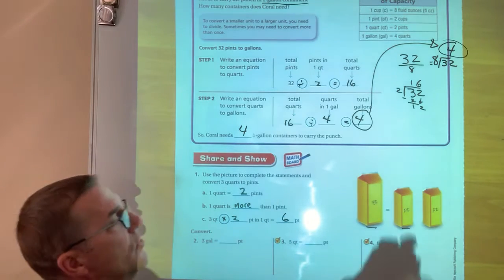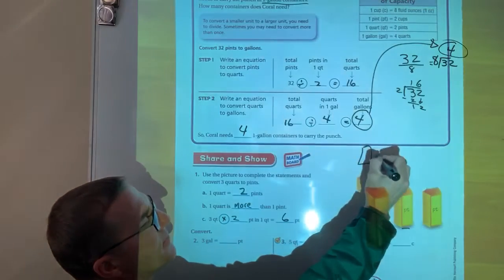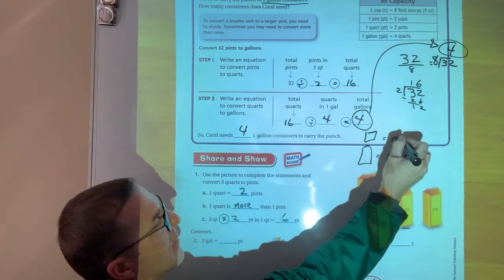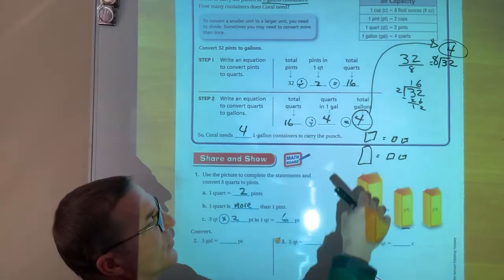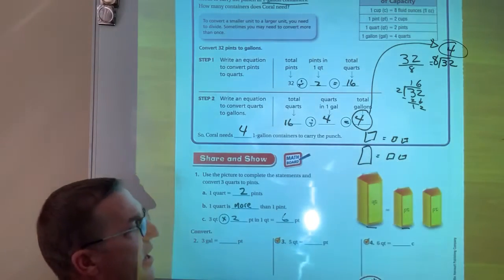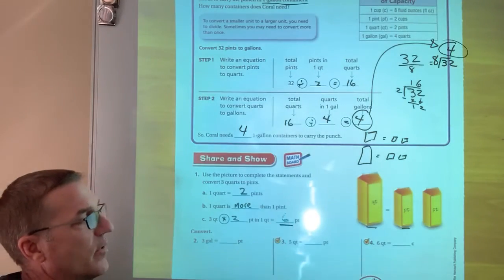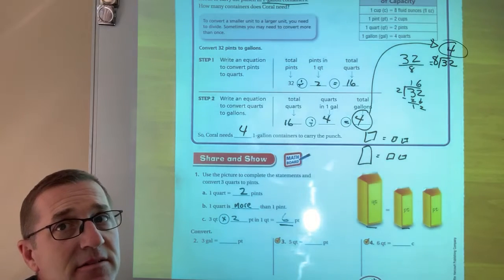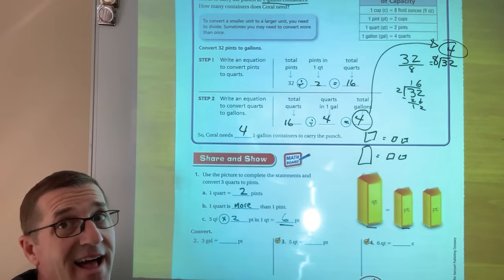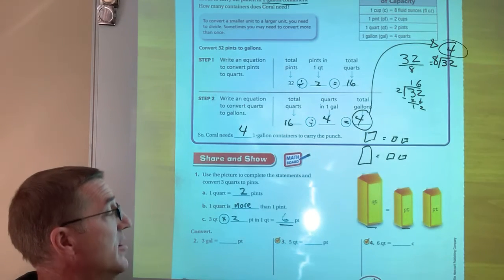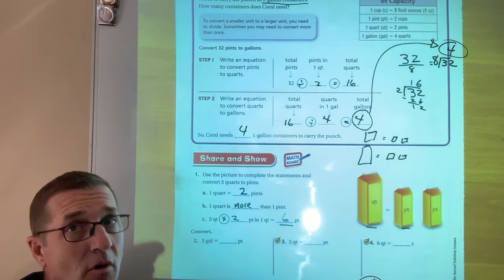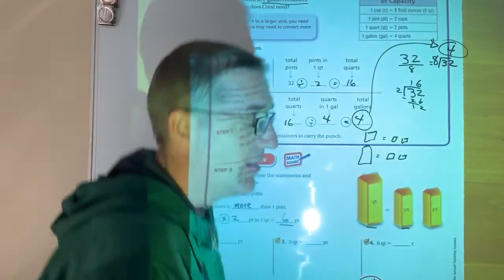And if you wanted to, you could draw this out again. 1, 2, 3, 2, 4, 6, and it all works out. Boom. All right. On this one, I've got 3 gallons to pints. So what's bigger? Of course, gallons are the biggest ones we've got right now. So I'm going to need more pints. If I need more of something, I'm going to have to multiply. I need more pints to hold the same amount of liquid.